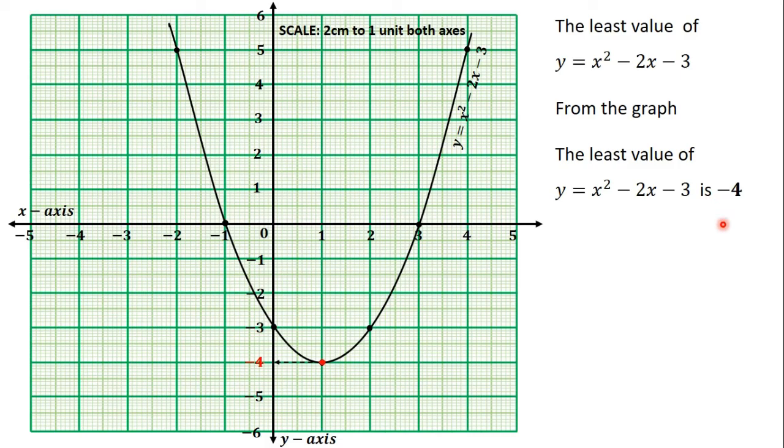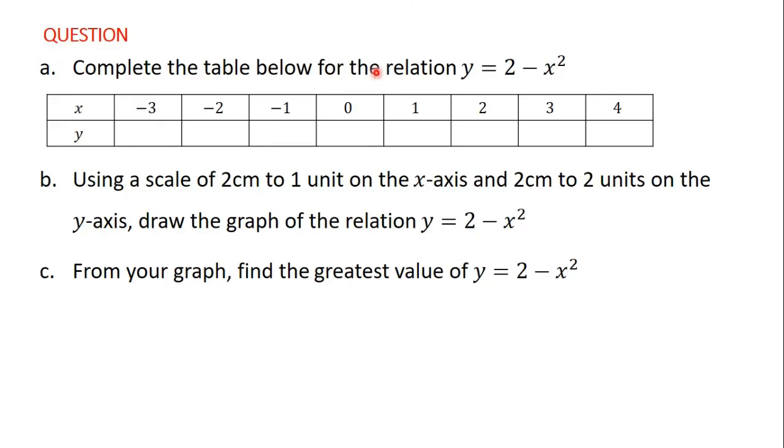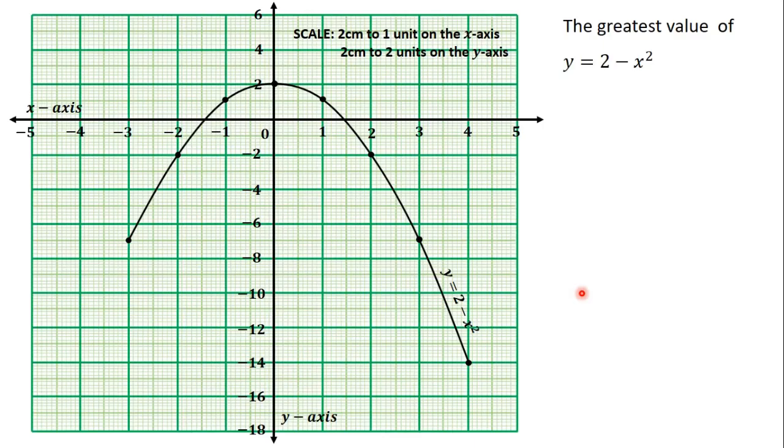Let's look at the last question. Complete the table below for the relation y is equal to 2 minus x squared. Then we will use the points in the table to draw the graph of y is equal to 2 minus x squared. After that, we will use the graph to find the greatest value of y is equal to 2 minus x squared. So let's go to the graph sheet.